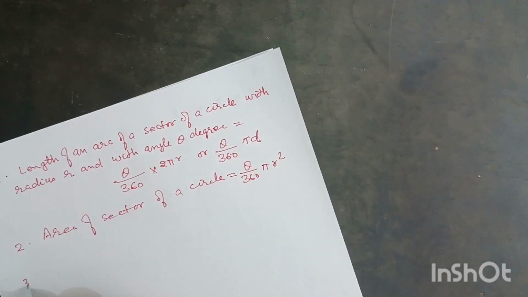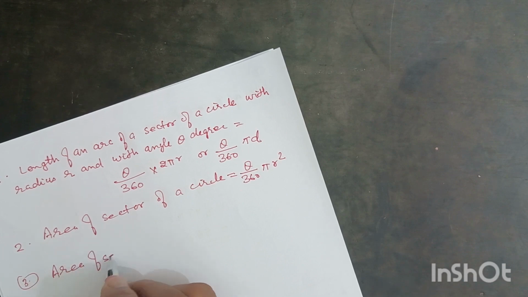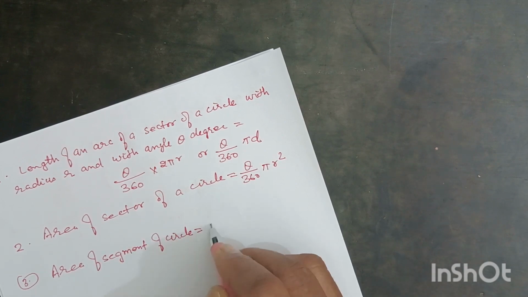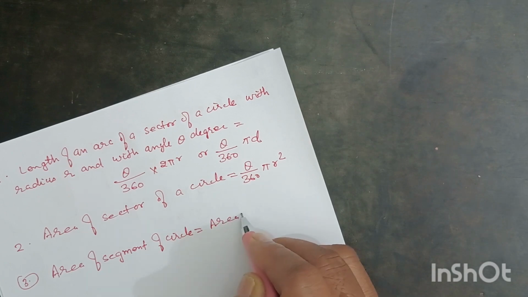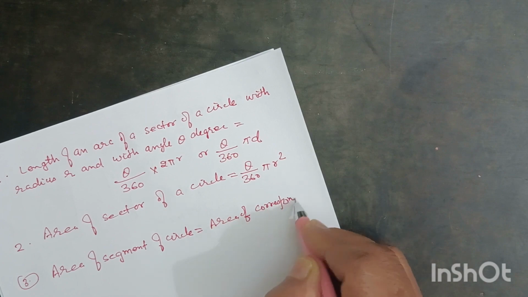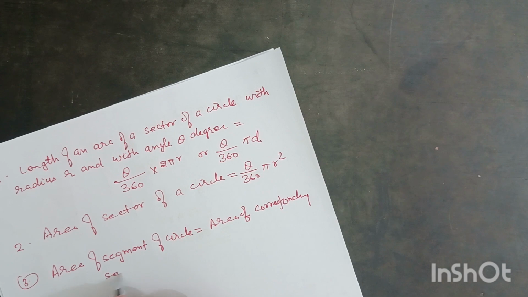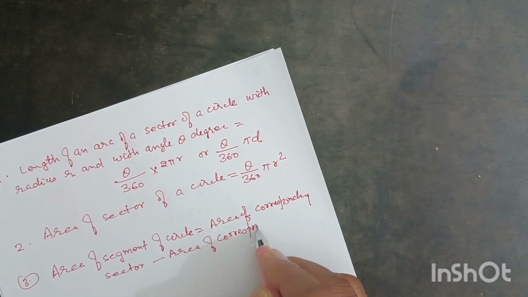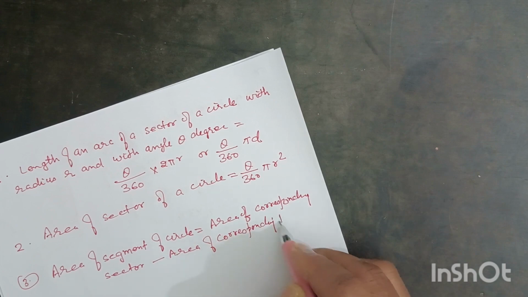And the third formula we have used here is area of segment of a circle, and that is area of the corresponding sector minus area of the corresponding triangle.